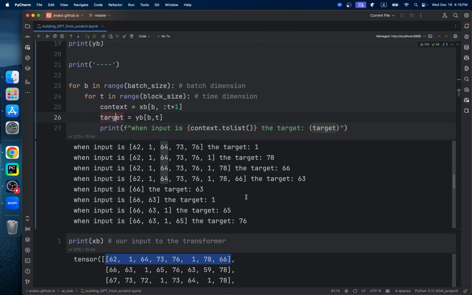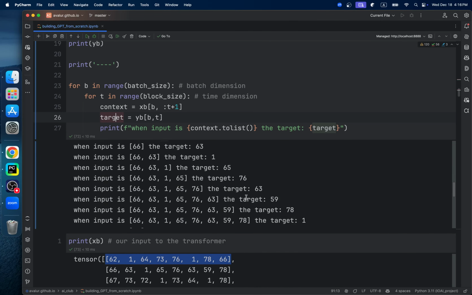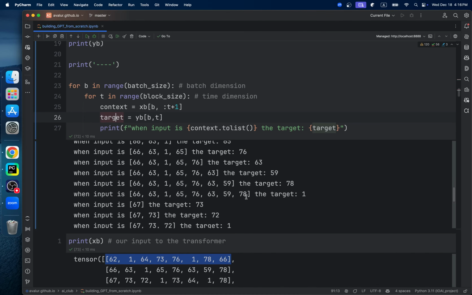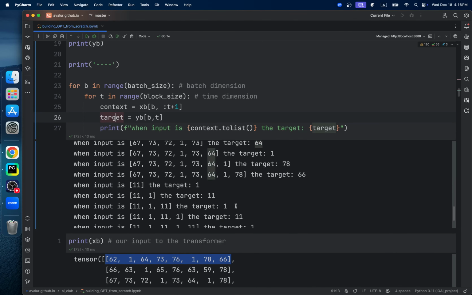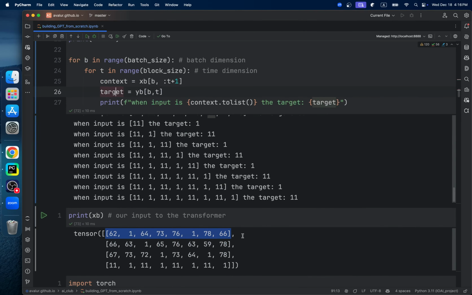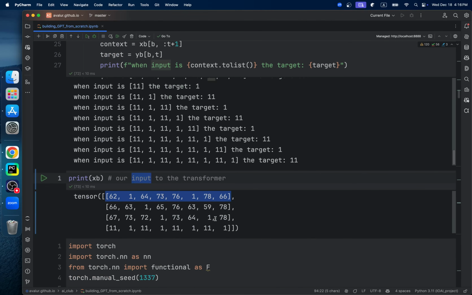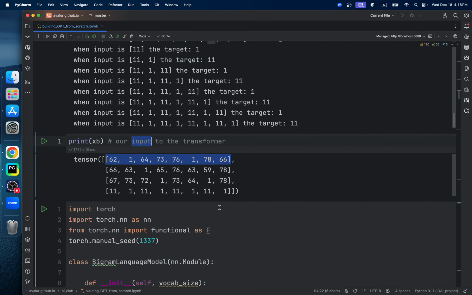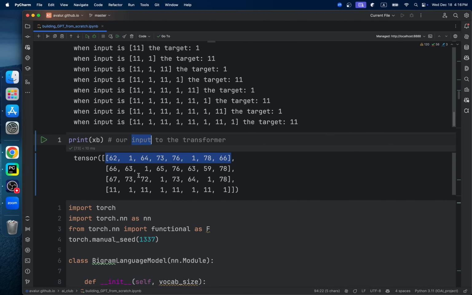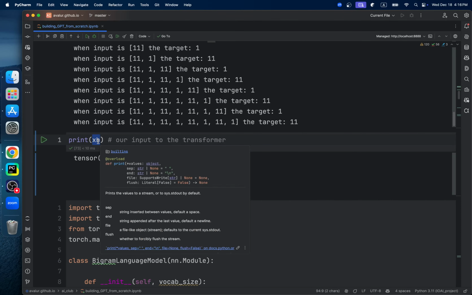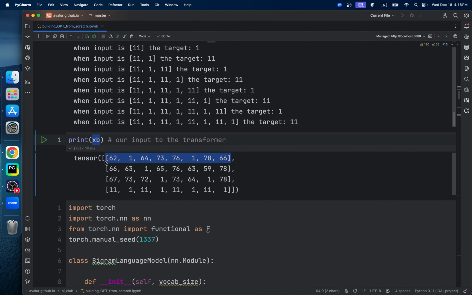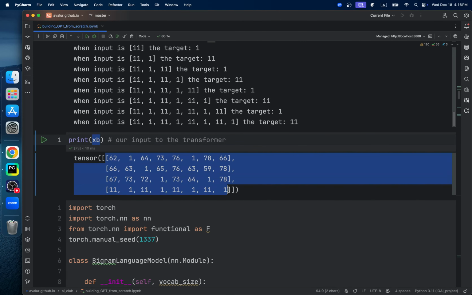Okay, and that's it. So based on the data set, we can cut it into sequences and construct batches for the model. So this is our input to a transformer model. You see, essentially, the shape of X batch is a two-dimensional tensor with 4 rows and 8 columns.